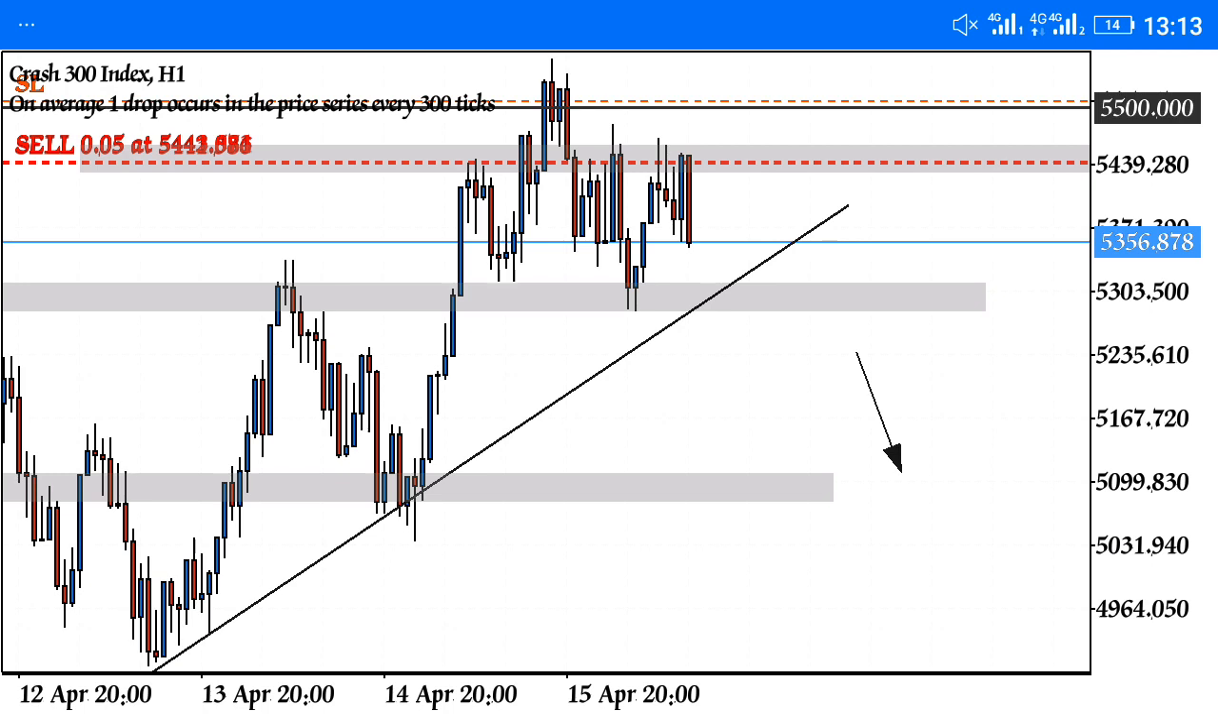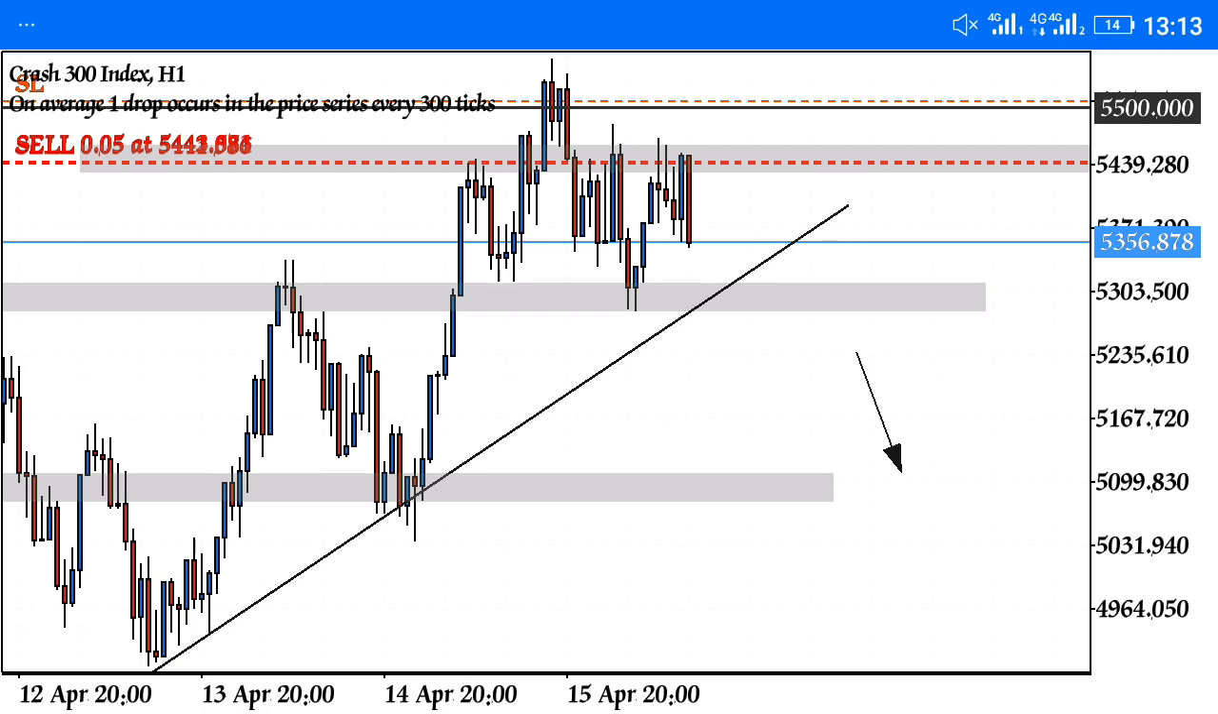But now here is the problem, right? Each pair you are trading, whether synthetic indices and all of that, has a different psychological level that it pays attention to. Now you can see Crash 300 right here pays attention to 5,500. Now if I go to Jump, you will notice that Jump doesn't pay.